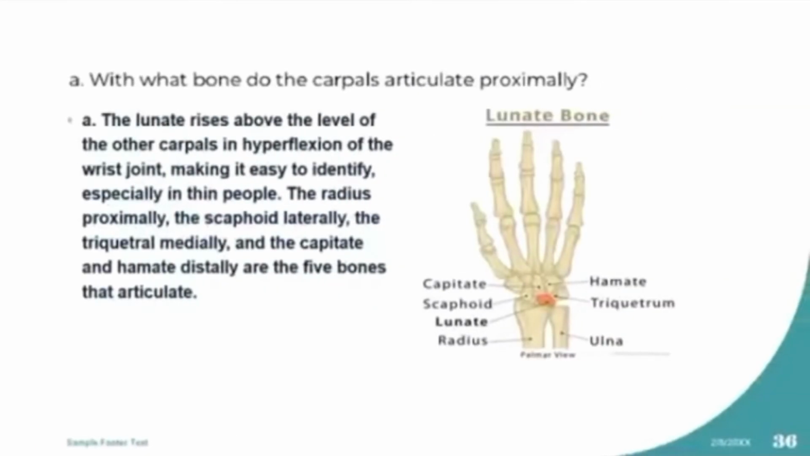With what bone do the carpals articulate proximally? The lunate rises above the level of the other carpals in hyperflexion of the wrist joint, making it easy to identify, especially in thin people. The radius proximally, the scaphoid laterally, the triquetrum medially, and the capitate and hamate distally are the 5 bones that articulate.